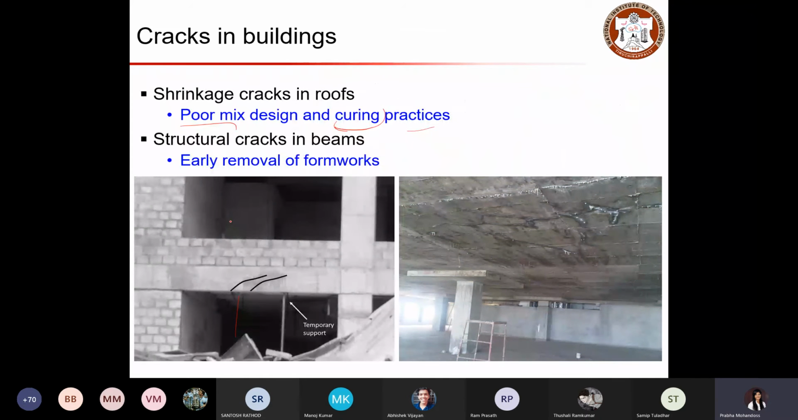And there are other types of cracks that you can observe in buildings. Those cracks are due to poor mix or curing practices. So here you can see such a type of crack. This is shrinkage cracks in a roof structure.